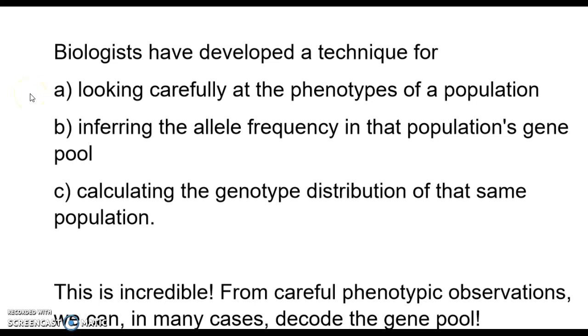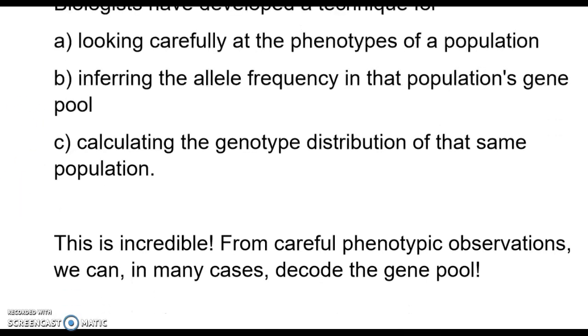So biologists have really figured out some clever ways of looking carefully at a population and noticing the phenotypes of a particular trait, say, and from that inferring both the allele frequency in that population's gene pool and ways to calculate the genotypic distribution of that same population. So whether or not something winds up being big A, or little a, and so on. All right, this is pretty incredible. We can really, by just looking at the population carefully, absolutely determine what's going on in the gene pool.